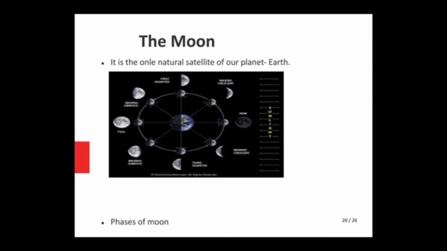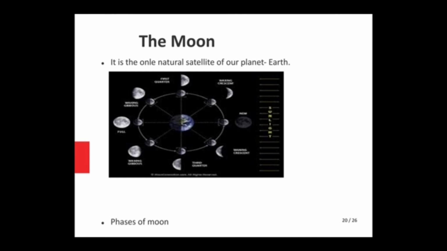The moon appears to increase and decrease in size, and it appears in different positions and shapes at different times. These are known as phases of the moon. The lunar calendar is based on the phases of the moon. This is caused by the revolution of the moon around the Earth. The moon takes 27 days and 8 hours to complete one revolution around the Earth.